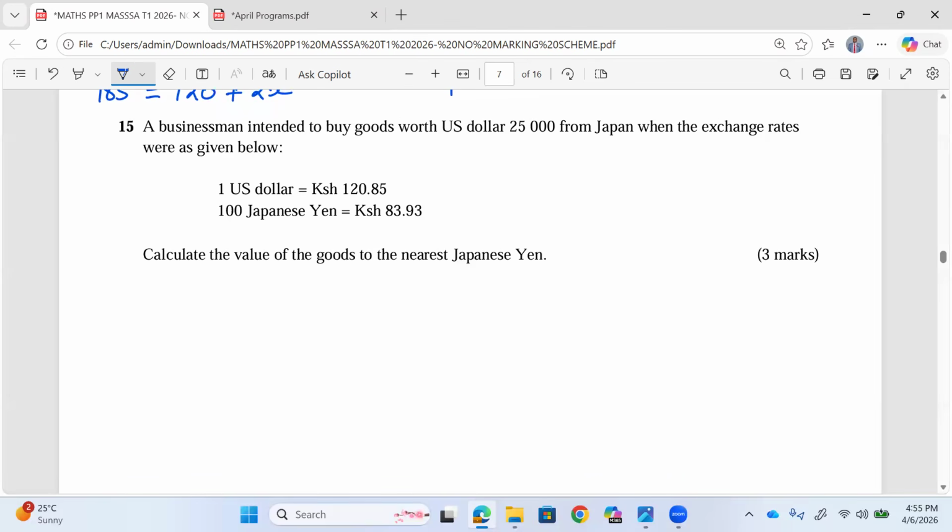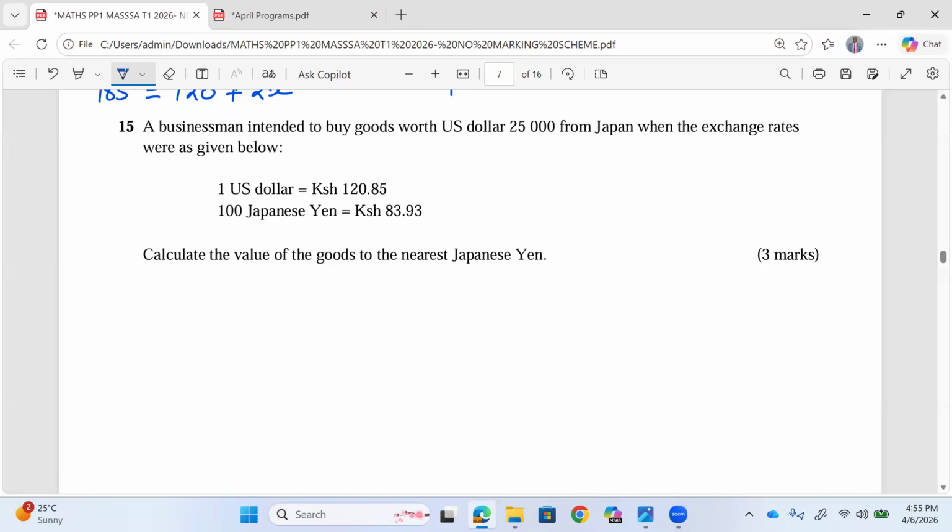Number 15. A businessman intended to buy goods worth 25,000 US dollars from Japan when the exchange rates were as given below. So 1 US dollar equals 120.85 Kenya shillings. 100 Japanese yen equal 83.93 Kenya shillings.